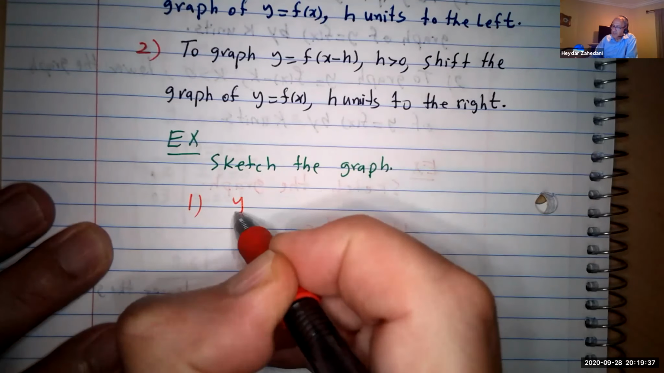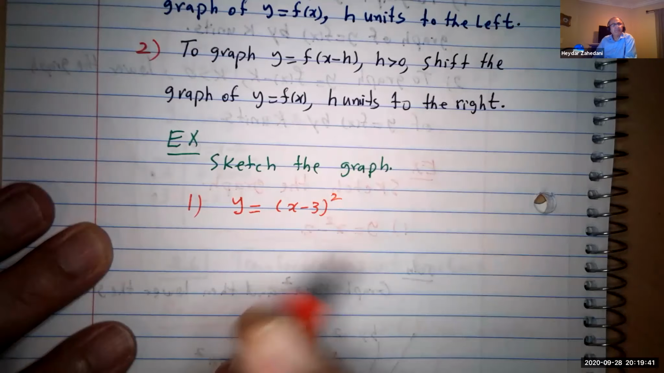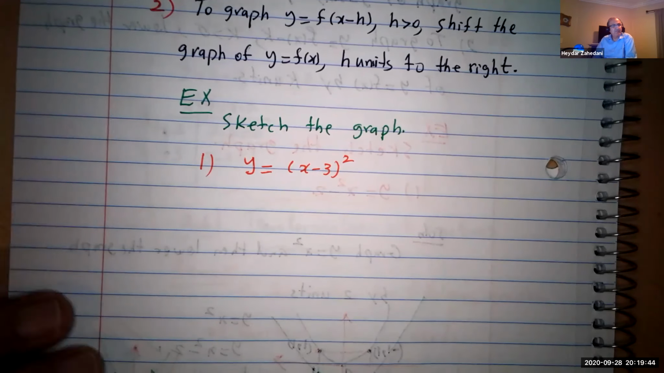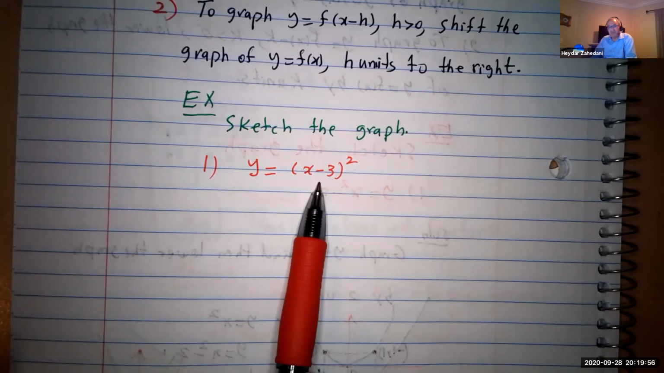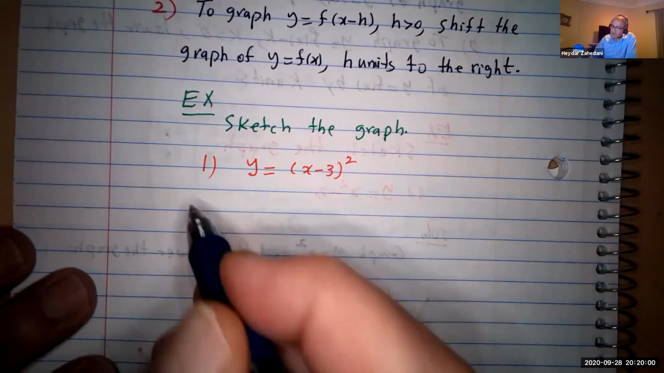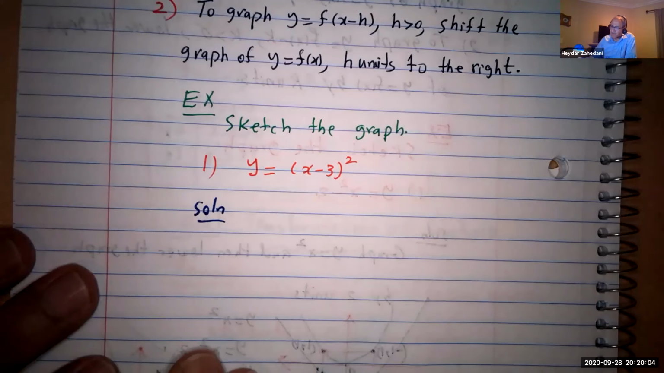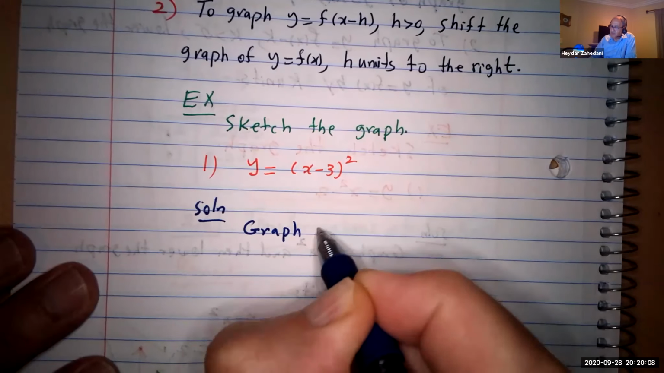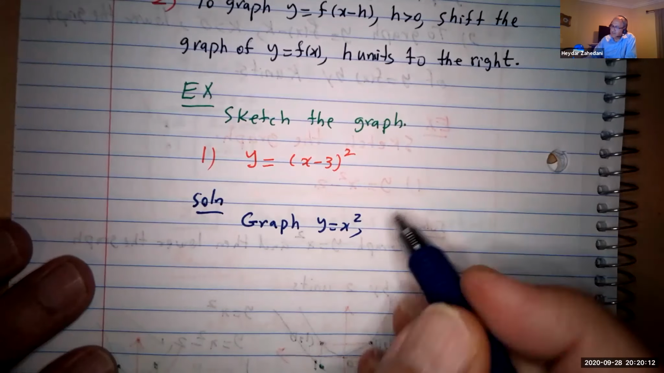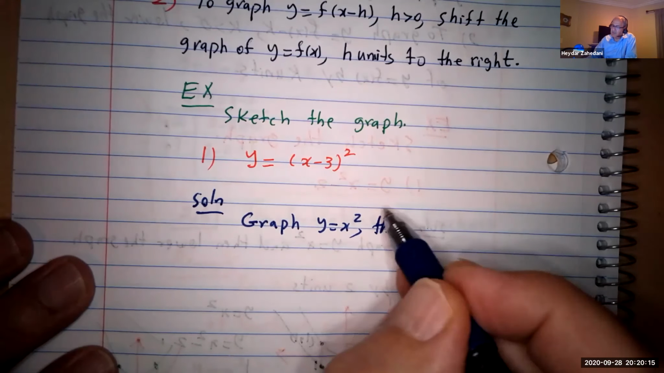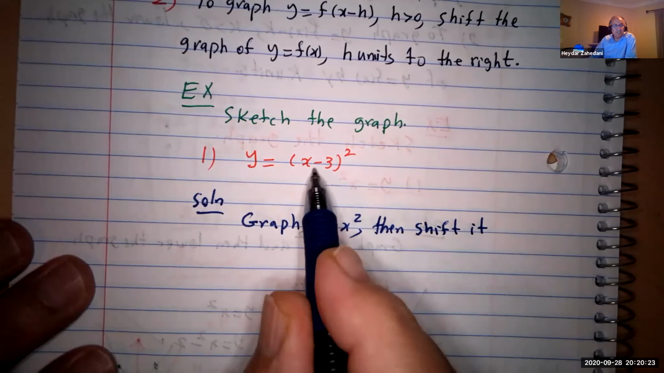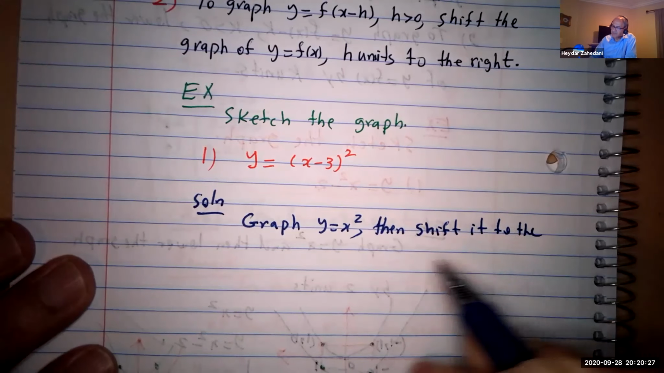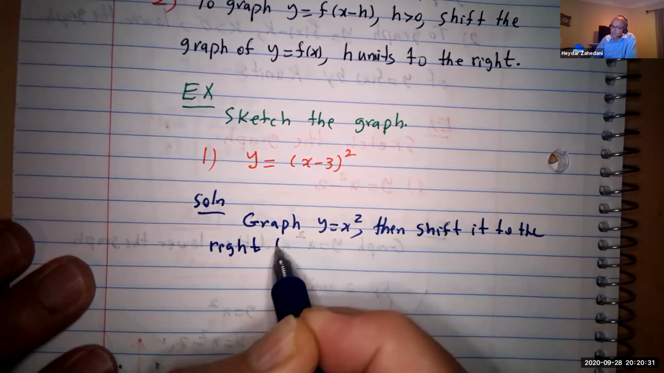You see y equal to (x minus 3) all squared. That's it, horizontal shift. So what we're going to do is graph y equal to x squared first. We have to shift it to the right or to the left. This is negative. Negative is left, but you shift to the right. So you describe it first. Solution: you are going to graph y equal to x squared first, then shift the graph. This is negative, but you go to the right by 3 units.